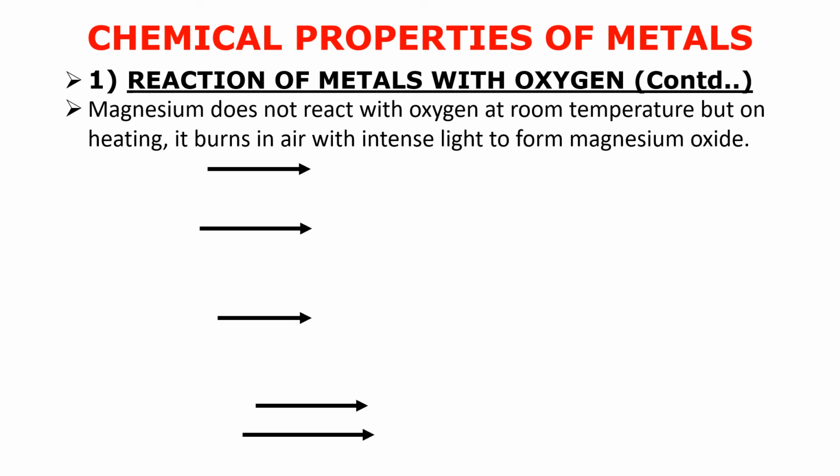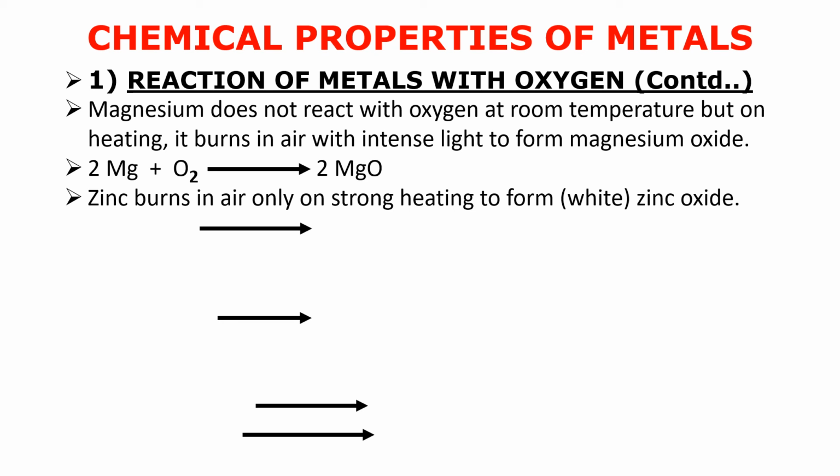This reaction you have learned in your lower class also. When a magnesium ribbon is burnt in air, it burns with a bright white light to form a white powder of magnesium oxide. But you have to heat it. It is not like sodium and potassium. Sodium and potassium, we don't have to heat. Automatically they react with oxygen in the air without heating and form the oxide. So this is the reaction. Magnesium reacts with oxygen to form magnesium oxide.